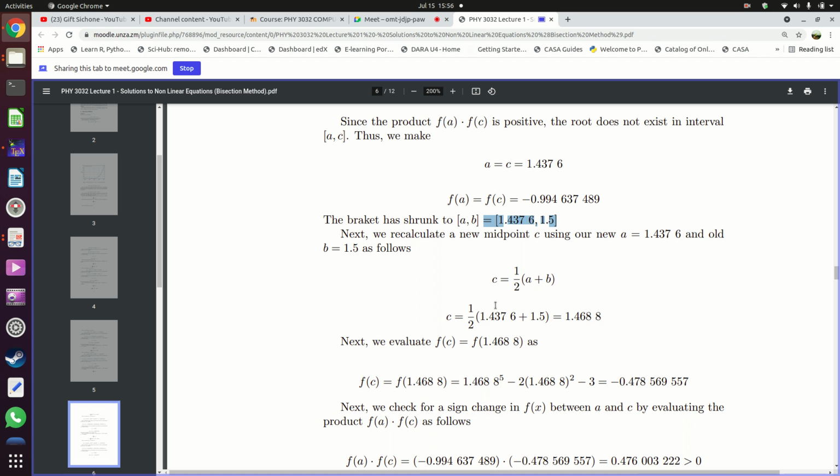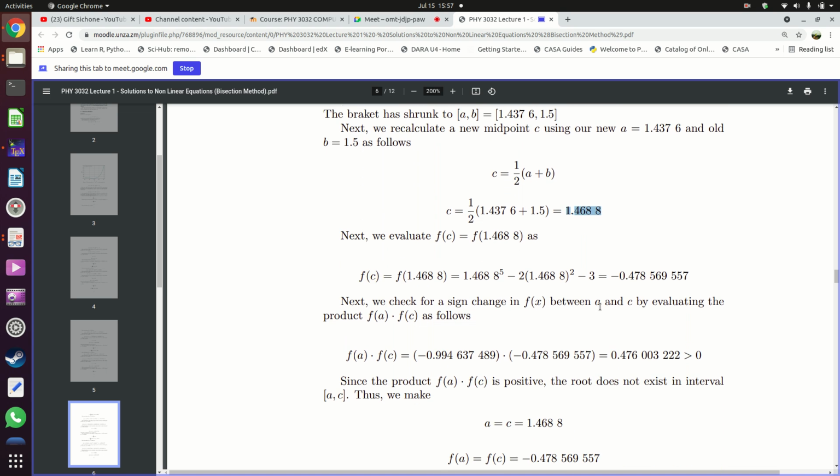Okay, so now our bracket is 1.4376, 1.5. So we work out a new midpoint. C is equal to half A plus B. So that's going to be C is equal to half 1.4376 plus 1.5, and this is going to give us 1.4688 as our new midpoint. So our new midpoint is 1.4688.